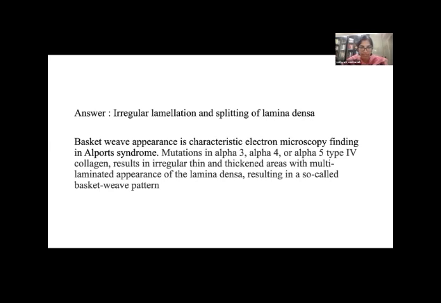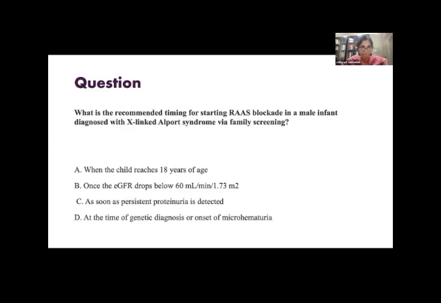So we'll move on to the second question. What is the recommended timing for starting RAS blockade in a male infant diagnosed with X-linked Alport syndrome via family screening? A. When the child reaches 18 years of age. B. Once the GFR drops below 60 ml per minute. C. As soon as persistent proteinuria is detected. D. At the time of genetic diagnosis or the onset of microhematuria. Sir, please.